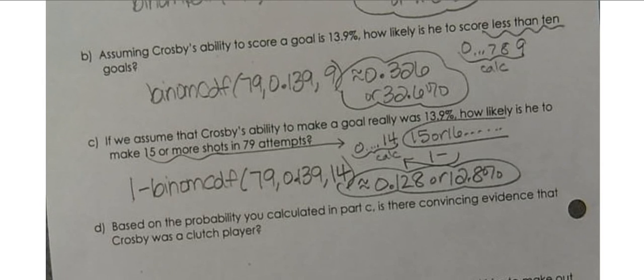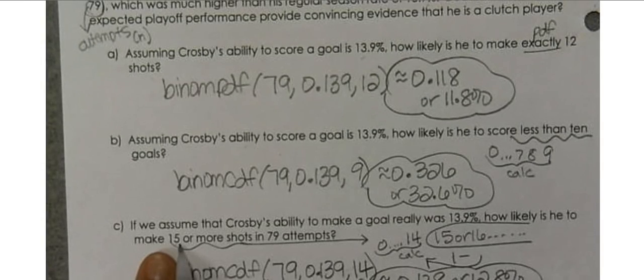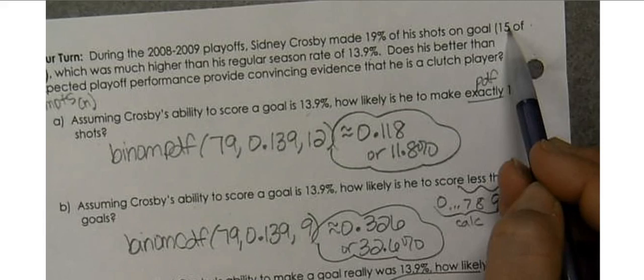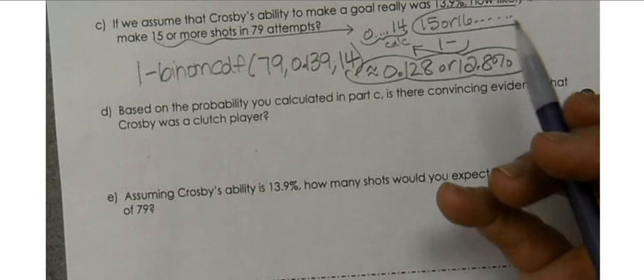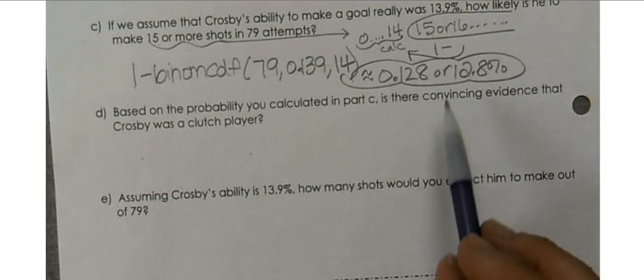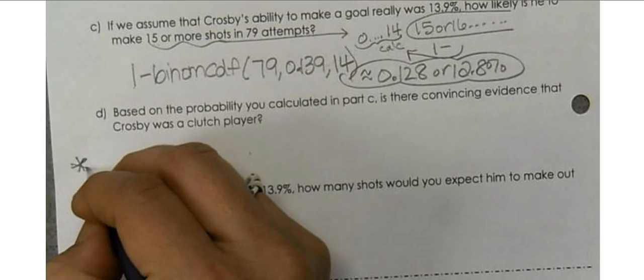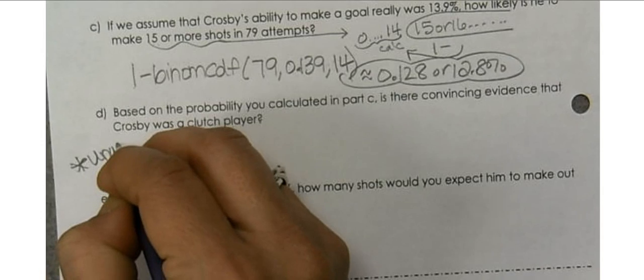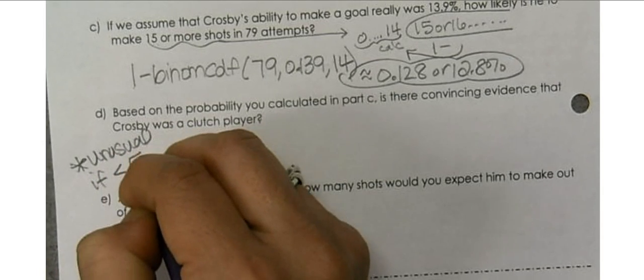Now D is interesting. It says based on the probability you calculated in C, because this was how many shots that he made. And remember, we want to say that something is really good if he makes 15 or more, like when we were talking about a performance being special, when we were doing the hypothesis test. So is there convincing evidence that Crosby was a clutch player? Well, remember what we said is that things are unusual if they happen less than 5% of the time.